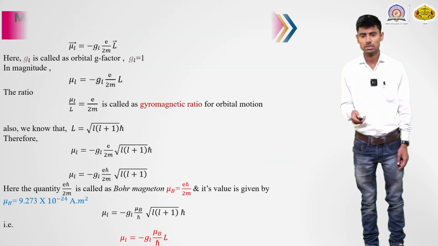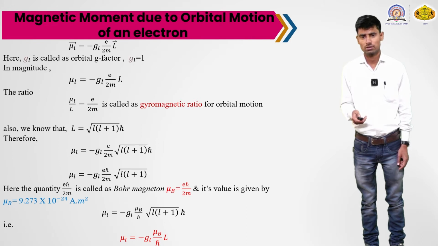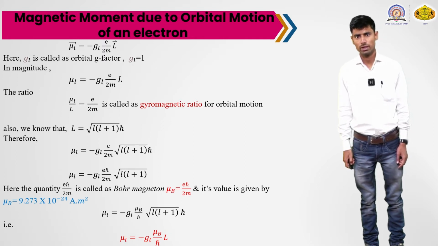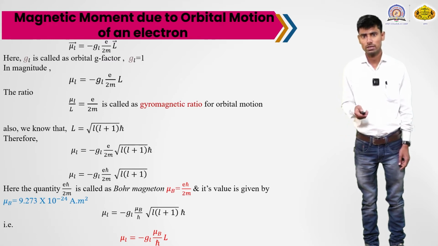So here the factor GL is called the orbital g factor, and its value is experimentally 1, and so μL vector equals minus GL e upon 2m into L vector. Magnitude wise I can write the orbital magnetic moment as μL equals minus GL into e by 2m into L. So the ratio of the orbital magnetic moment to the orbital angular momentum, that is μL divided by L, will be e upon 2m.